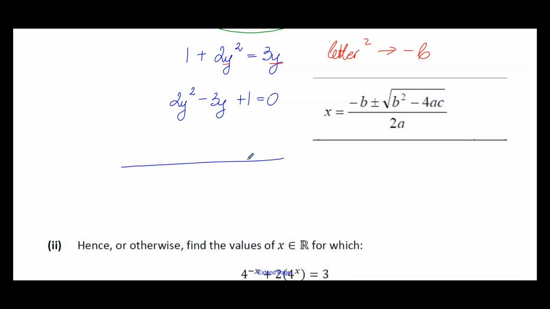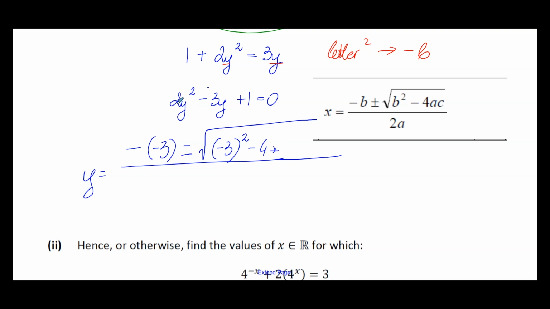So in this case, y will equal minus, what is the value of b? Minus 3, plus minus the square root of b, which is minus 3, taken to the power of 2, minus 4 multiplied by the number beside y to the power of 2, multiplied by the number at the end, which is 1, and then over 2 multiplied by the number beside y to the power of 2. We put all of that in our calculator, press equal, and we get y equals 1 and y equals a half.